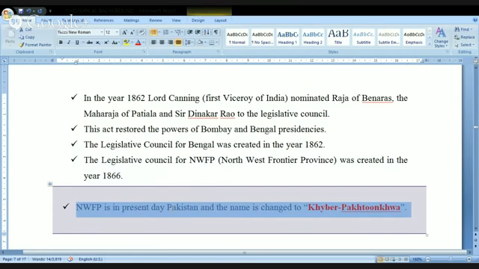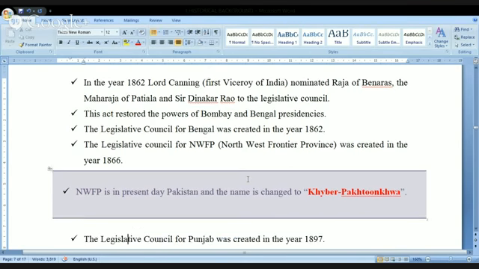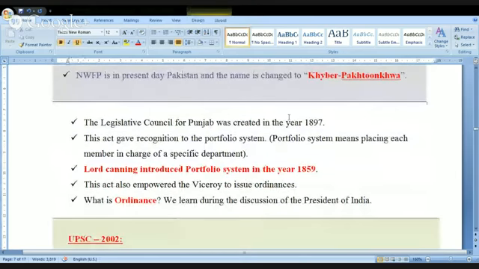Another important point for your information, please. For quite a long period of time, that area was called NWFP, North-West Frontier Province. But in the recent past, the name of this North-West Frontier Province has been changed. You can look at the point I've highlighted here in the box. It is in present-day Pakistan, and recently the name has been changed to Khyber Pakhtunkhwa. So this is the latest name of this area. Okay, now look at this simple point. You need not remember this.